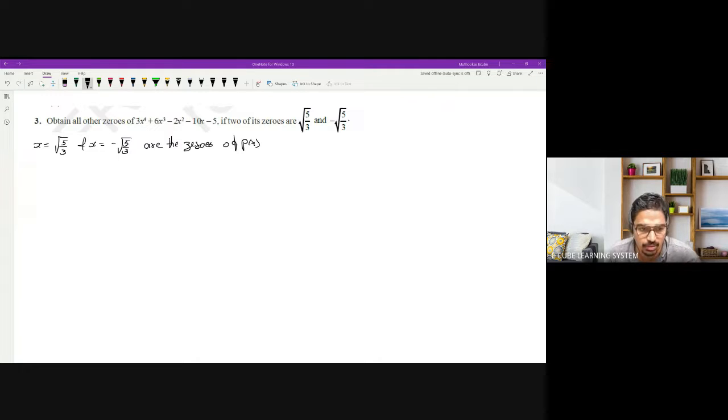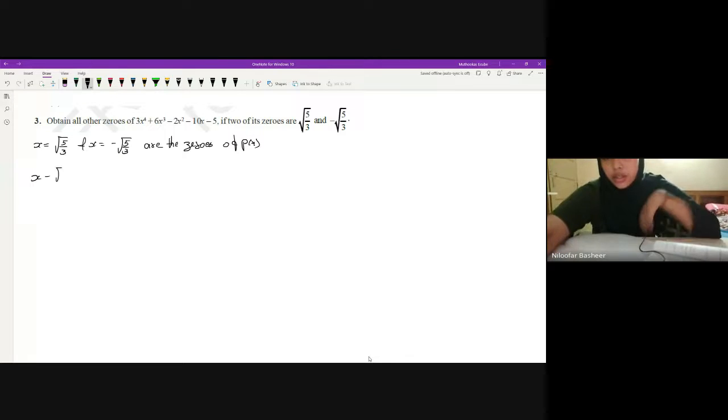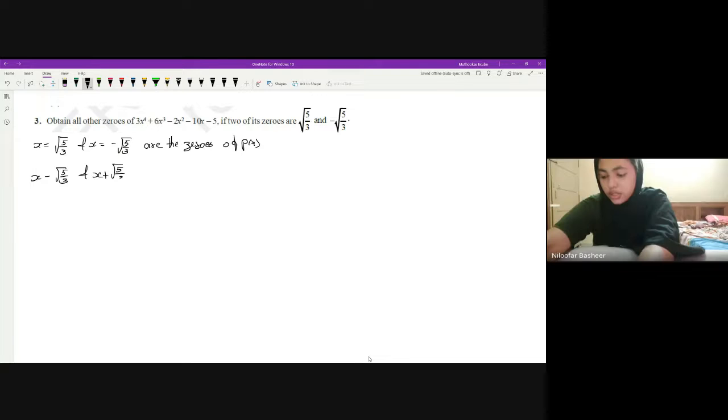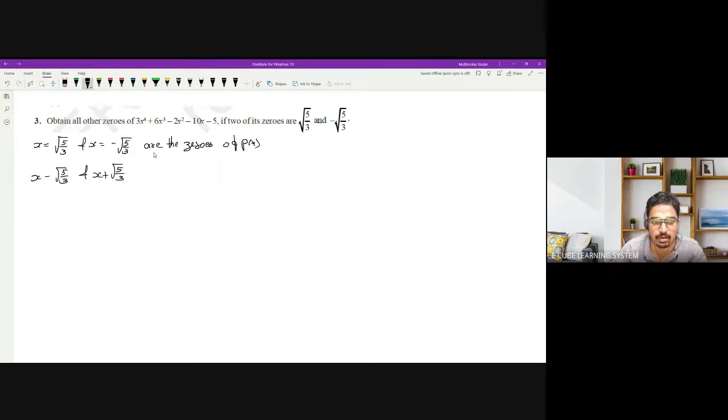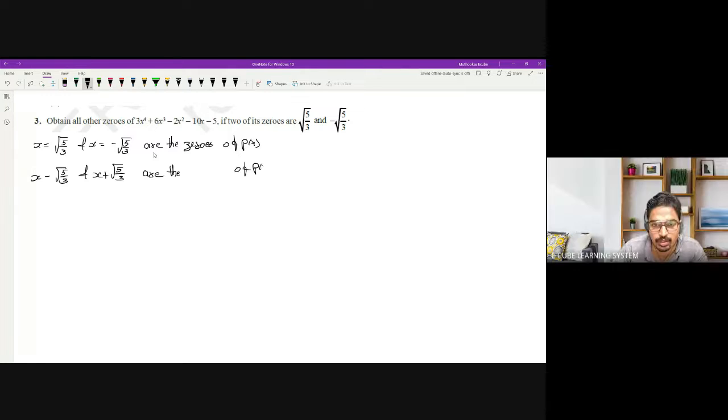You have the question, you can write. Next step, what can we write? x minus root 5 by 3 and x plus root 5 by 3. P of x is equal to x minus root 5 by 3 into x plus root 5 by 3 into g of x, which means these two are factors.